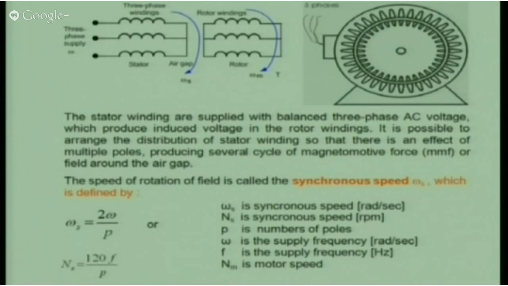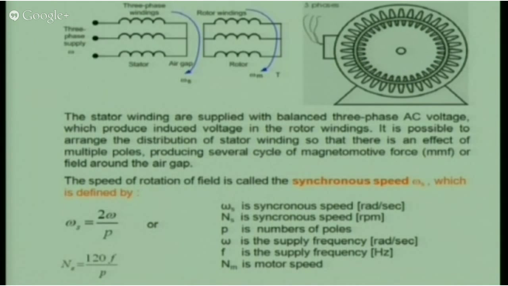So three-phase, again, how does this look like. The stator windings are supplied with balanced three-phase AC voltages which produce induced voltage in the rotor windings. It is possible to arrange the distribution of stator winding so that there is an effect of multiple poles producing several cycles of magnetomotive force, MMF. As you have EMF in electrical, in a magnetic circuit you have MMF. In an electrical circuit you have current, in a magnetic circuit you have flux. And in an electrical circuit you have resistance, in a magnetic circuit you have reluctance. So these are the counterparts. The speed of the rotation of the field is called synchronous speed. I have repeatedly told you, and that is shown by ns or omega s.